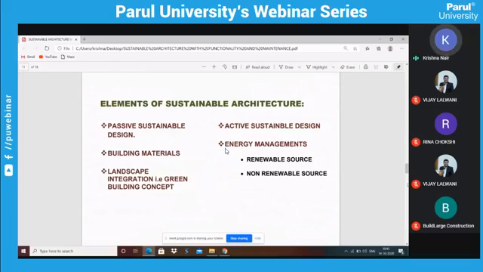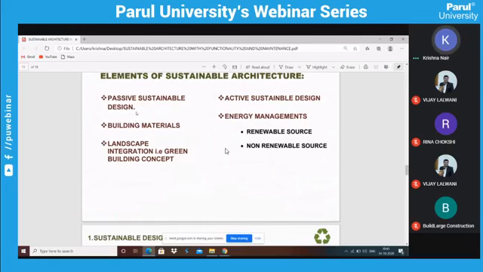So all these elements and factors will be elaborated and explained thoroughly by my mentor, my partner, Mr. Rajiv Pandya. Rajiv sir. Hello friends, I'm Rajiv.